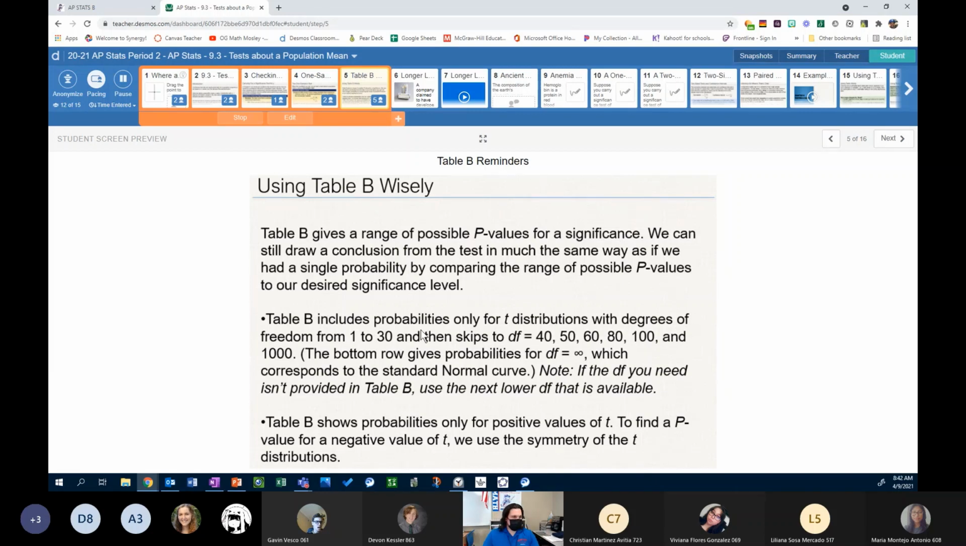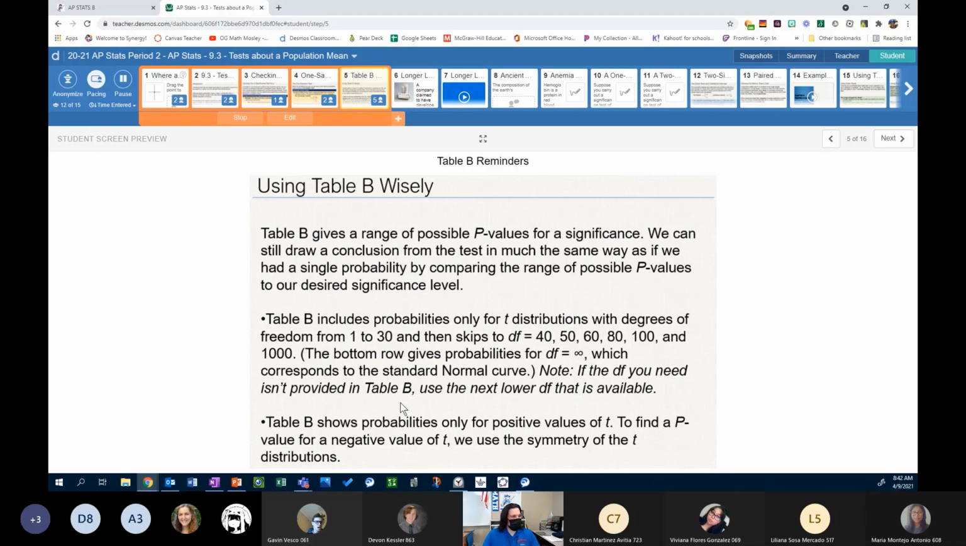Table B includes probabilities only for t-distributions with degrees of freedom from 1 to 30 and then skips to degrees of freedom 40, 50, 60, 80, 100, and 1000. The bottom row gives probabilities for degrees of freedom equaling infinity, which corresponds to the standard normal curve. Essentially, if we have a sample size that is so incredibly large, it's essentially just going to be normally distributed, and we can basically just go back to using table A.